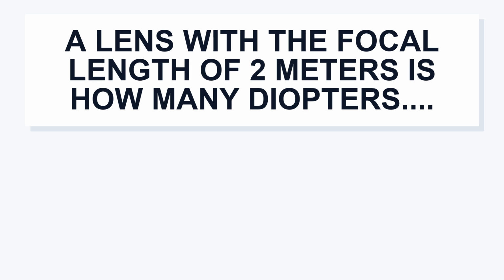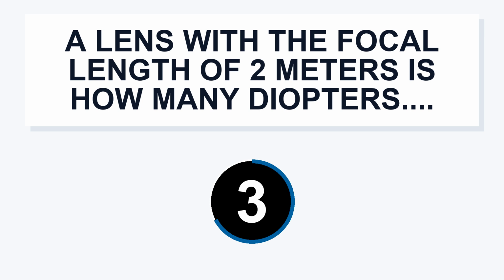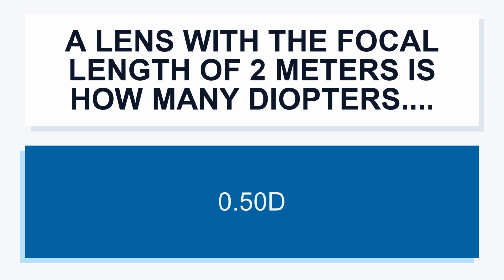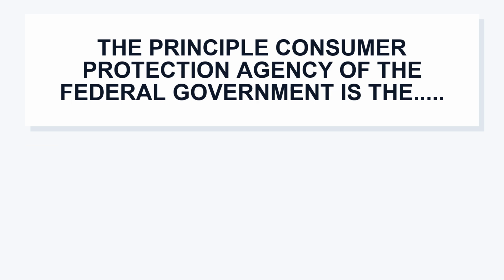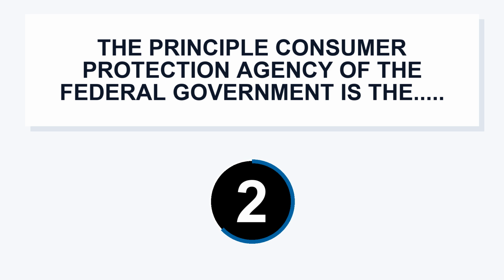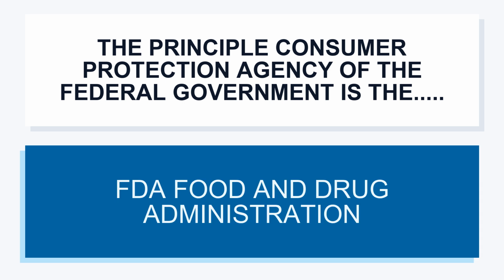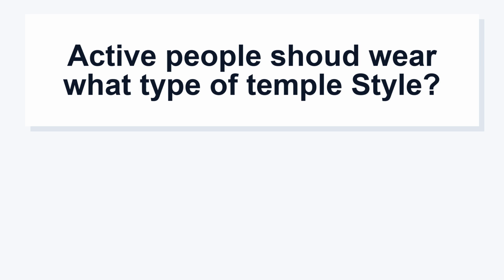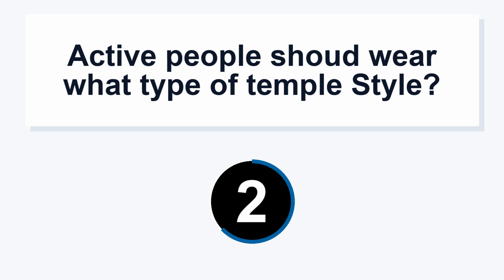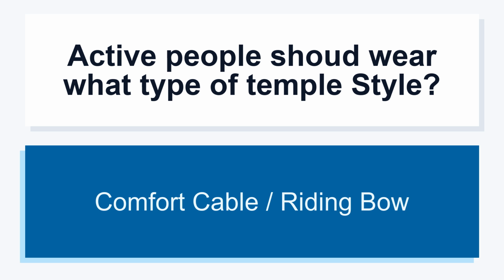A lens with the focal length of 2 meters is how many diopters? 0.50D. The principal consumer protection agency of the federal government is the FDA, Food and Drug Administration. Active people should wear what type of temple style? Comfort cable, riding bow.